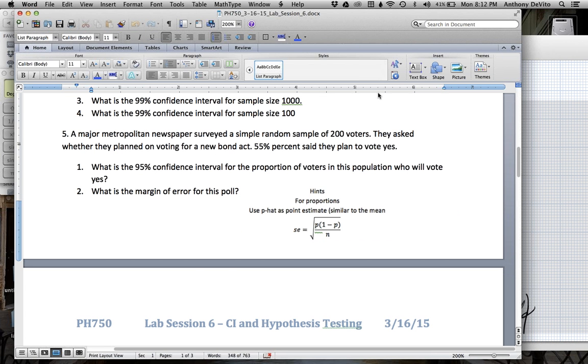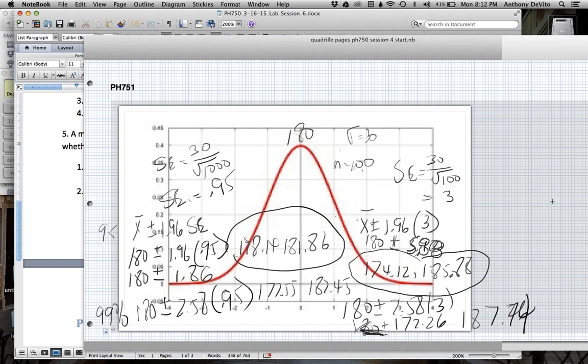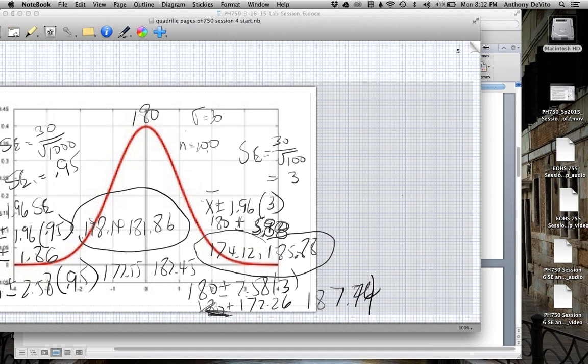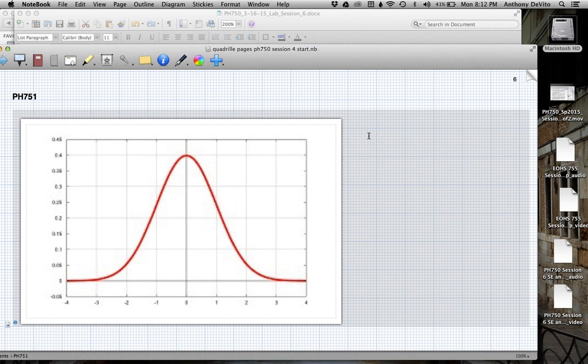We're interested really, we're interested in the value P, right? We're interested in the value P. What's the proportion of this population that's going to vote yes on this bond act? Well, you ain't going to know that until the election, right? Before the election, the best you have is a sample. In this case, a sample of 200 people. Okay, we're going to call that proportion.